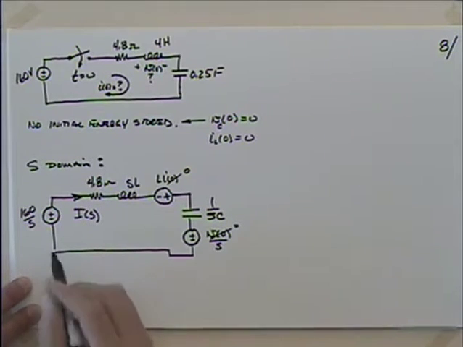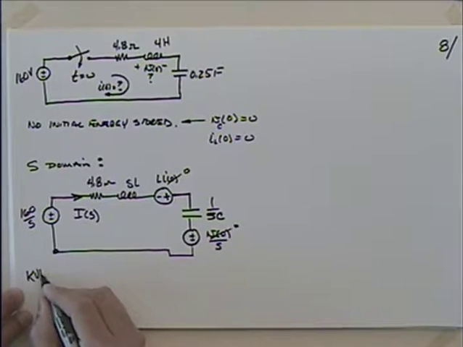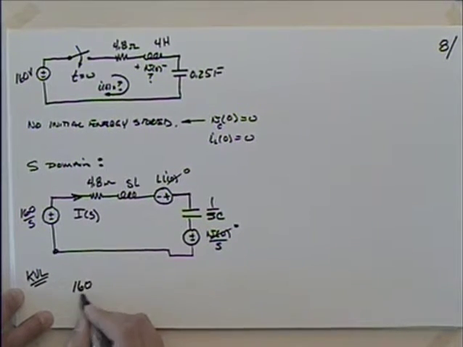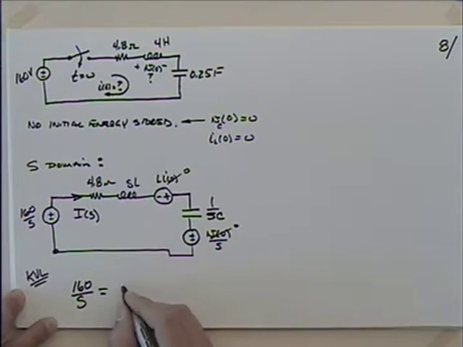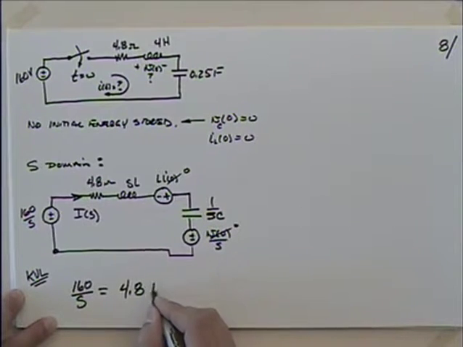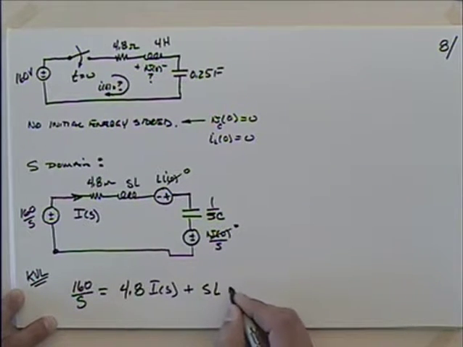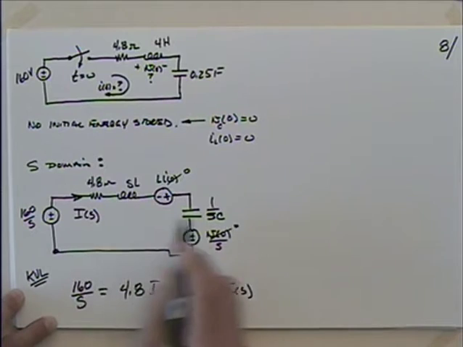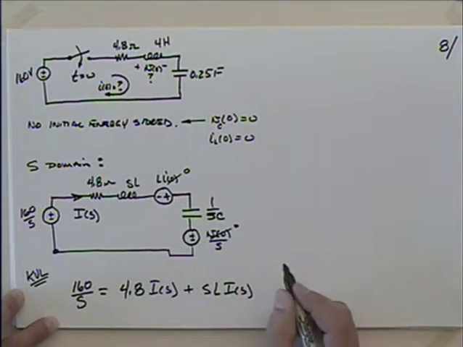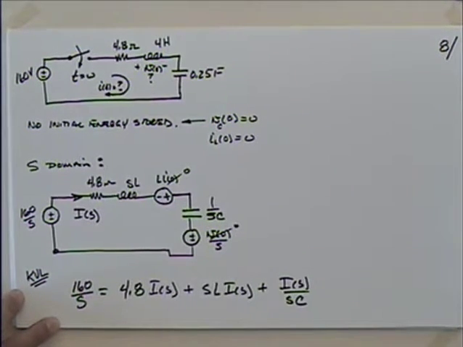So if I look at Kirchhoff's law, I have a gain there, right? So I could say that I have a Kirchhoff's voltage law. I have 160 over S, that's a gain, is equal to, and then I probably have a bunch of drops. I have 4.8 times I in the S domain, plus I have a drop across that inductor. That's going to be S times L times I of S. And then I have this term 0. Then I have a drop across that capacitor, which is going to be what? Plus I of S over SC.